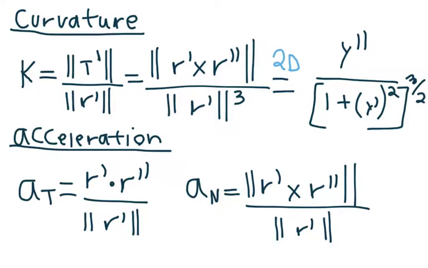They might also ask you to find acceleration, in which case we have tangential acceleration and normal acceleration. The tangential acceleration is found by doing the dot product of the first derivative of r t with the second derivative of r t, divided by the magnitude of the first derivative of r t. The normal acceleration is kind of like this tangential acceleration, except now we do the cross product of the first derivative and the second derivative of r t, take the magnitude of that, and then divide it by the magnitude of the first derivative of r t. Now all of that might sound confusing, so let's do an example.